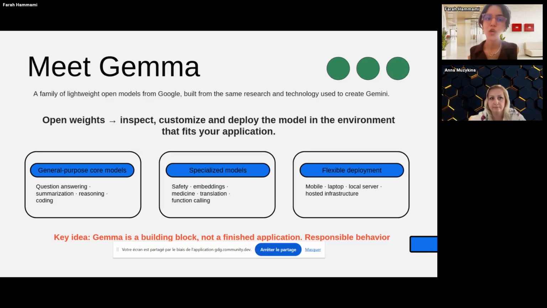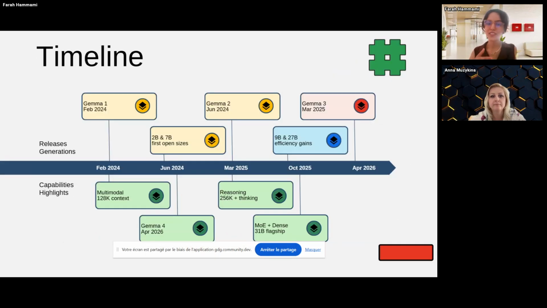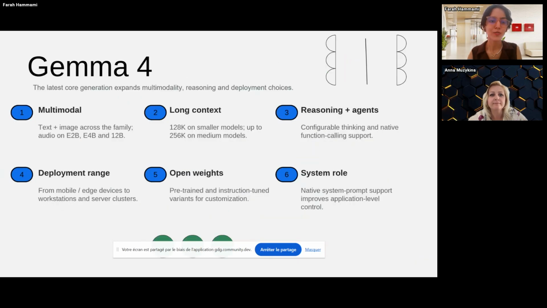As a timeline, we have Gemma 1 and then Gemma 2, which introduced new weights and sizes. We have Gemma 3, which introduced multimodal inputs, which means we can now process texts, images, and videos. And we have Gemma 4. Just skipping this, we talked about that. Gemma 4 is now handling multimodal input. It handles long context as well. It's of course a family of lots of models with different weights.